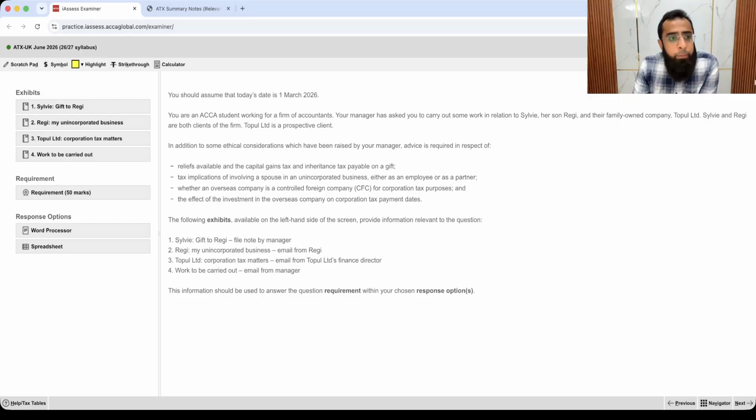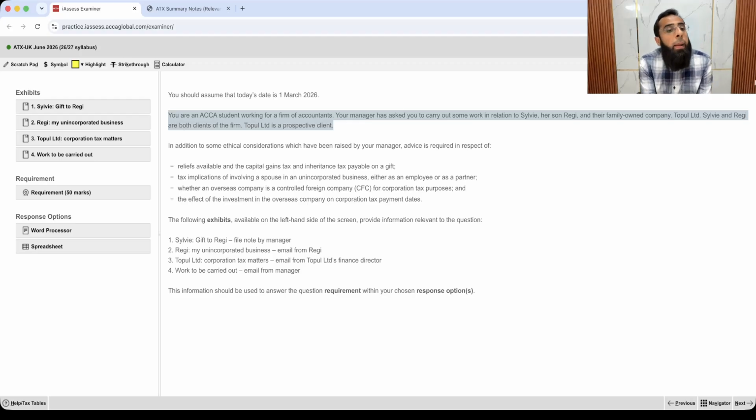So it's question number 1, June 26 exam paper. Let's read it. You should assume that today's date is 1st of March 2026. You are an ACCA student working for a firm of accountants. Your manager has asked you to carry out some work in relation to Sylvie, her son Regi, and their family-owned company. This is normally an introduction to the question, where the examiner tells you what topics he'll be asking and what role you are performing. There's not a lot of value in this introduction, but obviously you have to read it in a fast-forward manner.